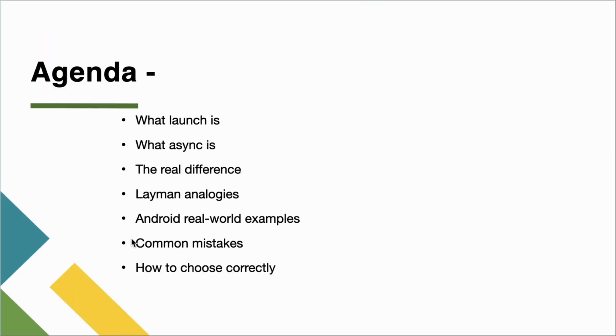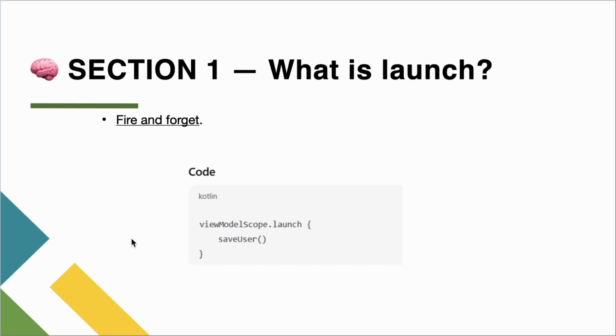Okay. So the quick roadmap for today, so that you all know what is coming. We will start with what launch is, followed by what async is, then the real difference between both of them, some layman analogies, followed by Android real world examples, and then some common mistakes that we usually make, and how we can choose correctly. All right. So let's start with section one, which is what is launch.